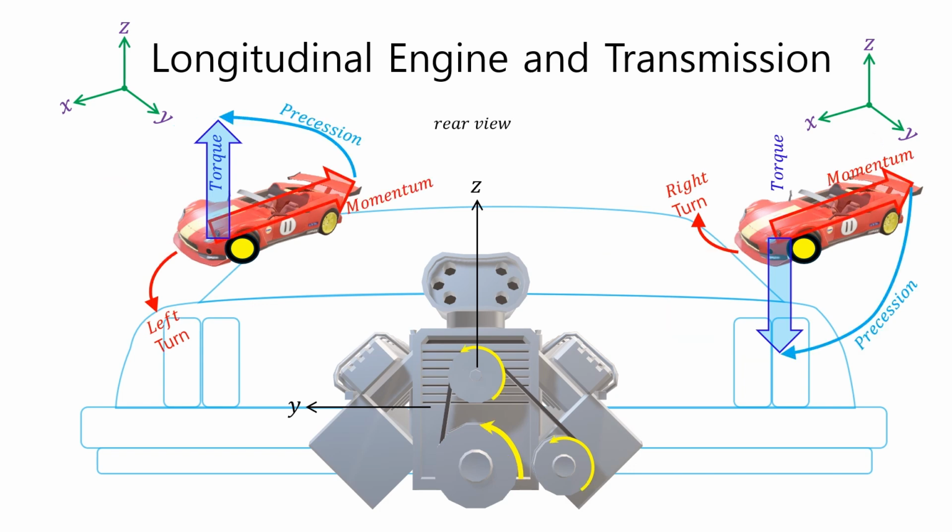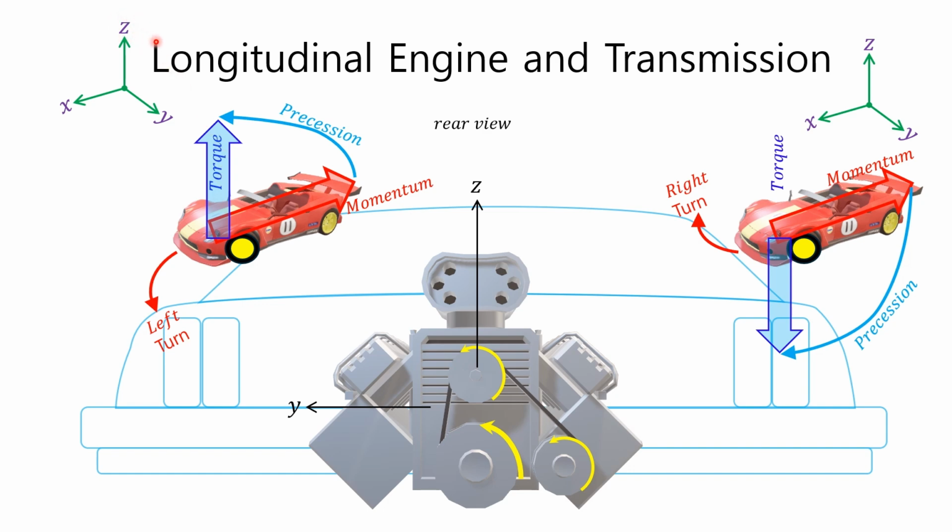Now, let's look at the case where the entire powertrain components rotate about the negative x-axis in the longitudinal engine and transmission. The engine, transmission, and motor all rotate about the negative x-axis, which points rearward. Therefore, as shown in the figure, the angular momentum axis points rearward. When the vehicle turns left, torque due to the vehicle rotation occurs about the positive z-axis.